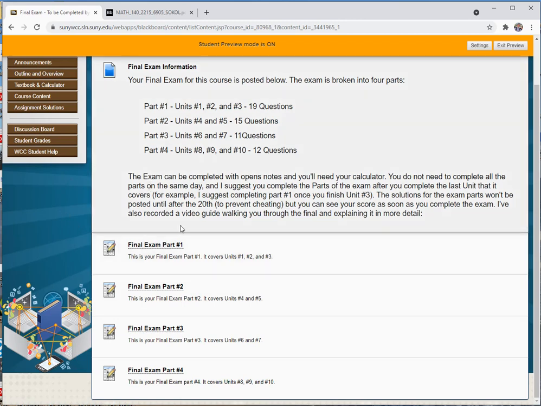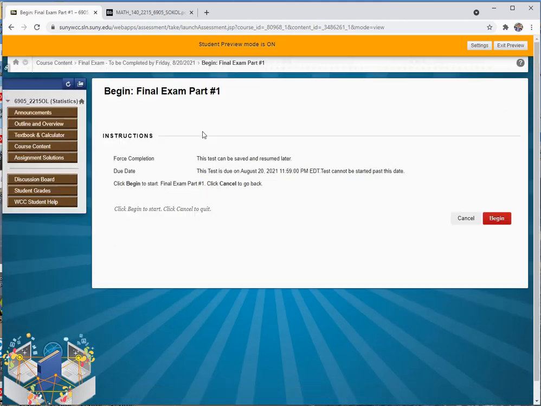The formats of the exams are all the same, so I'm just going to load up the first part. Once you begin an exam, you have to complete it. It must be completed in one sitting. You can't log out and log back in. So I'm going to click begin.